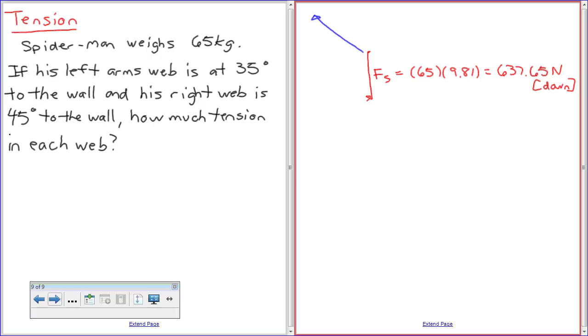So it's 35 degrees to the wall, and I call that T1. His right arm is going to be 45 degrees to the wall, and that's going to be T2.